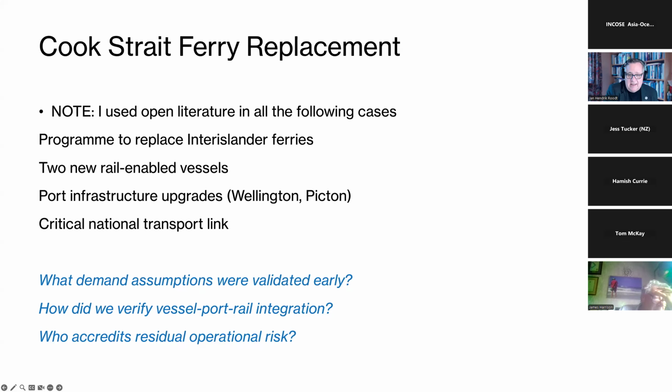And as you start to unpack that, you realize it is actually quite a complicated thing, not as simple as just buying a couple of ferries and making it work. Because it's a critical national transport link, it has all sorts of ramifications in terms of the supply sides on both sides and how things are managed. So what were the demand assumptions that were validated early? And how was the vessel port rail integration verified before the commissioning of some of the work? And who accredits the residual operational risks? So for my money, this is where the VVA intersects governance.